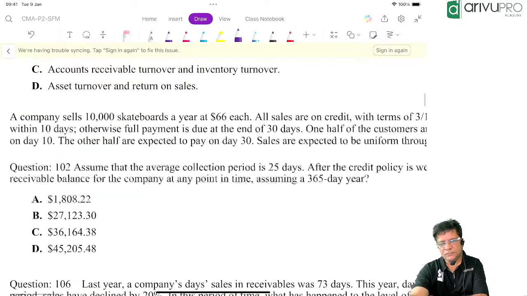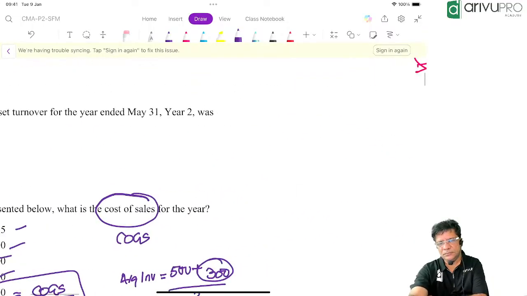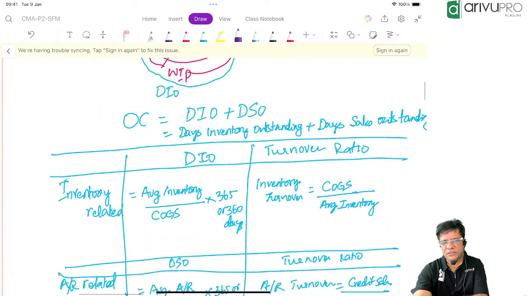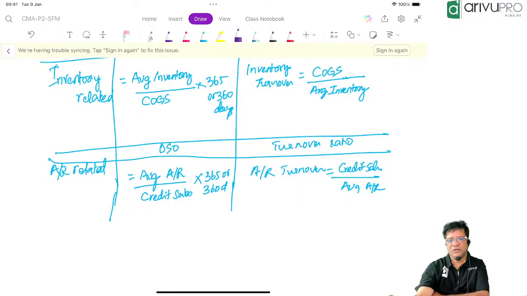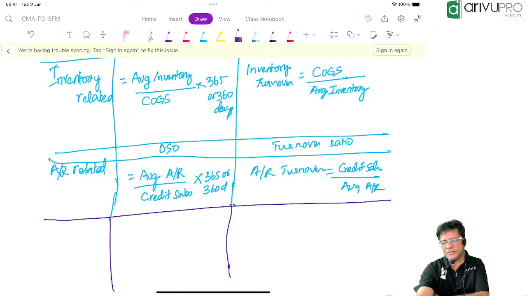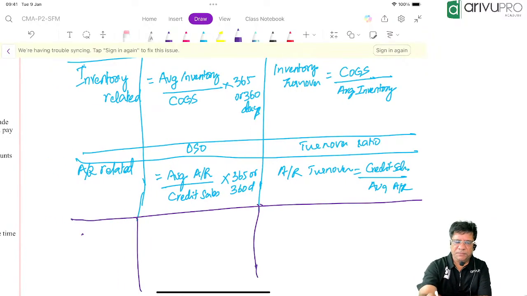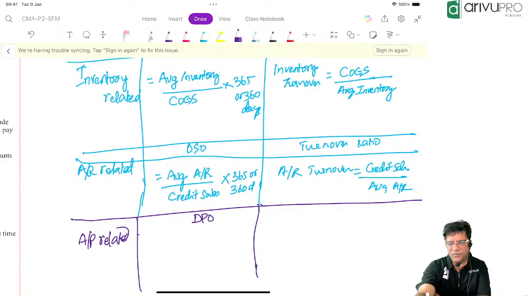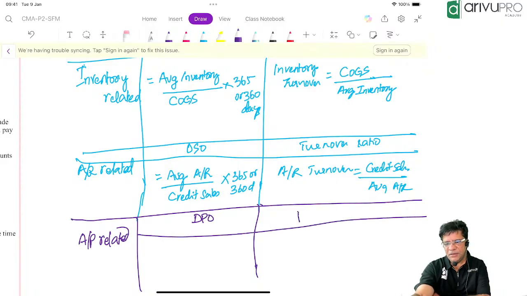Now, come back to this page. Come back to this page. I told you to leave some space. If you don't have, write separately. AP related. Accounts payable related. We will calculate DPO and payable turnover.